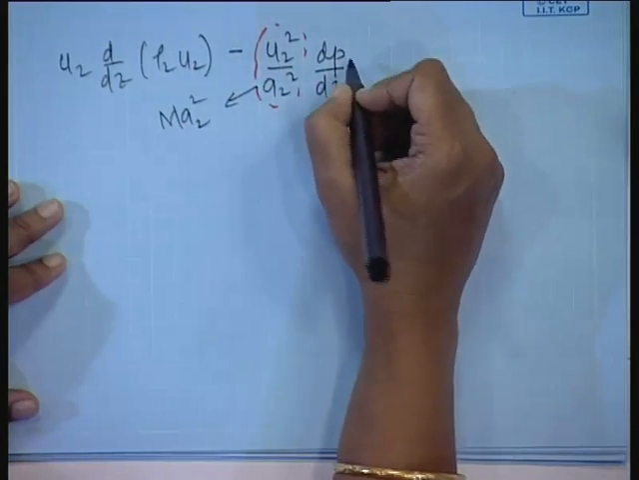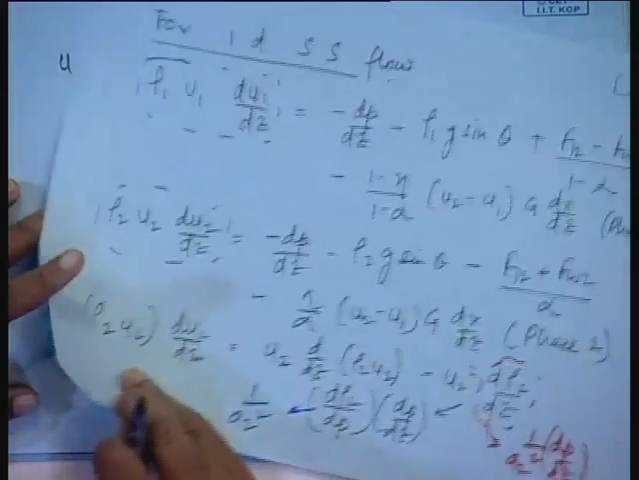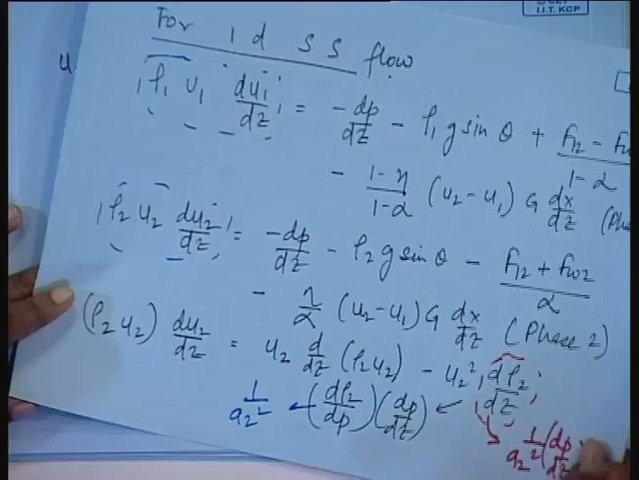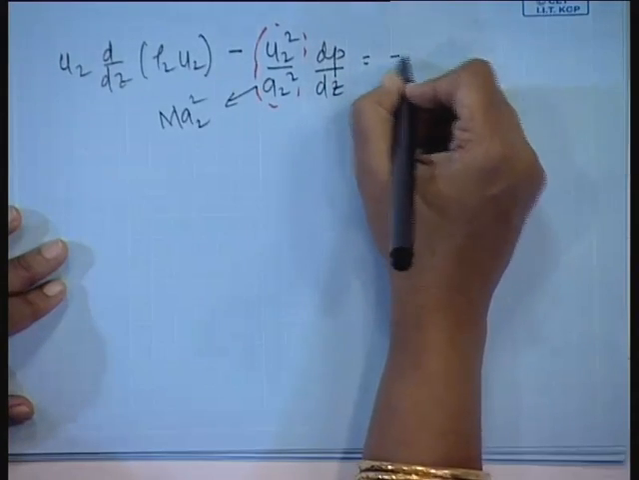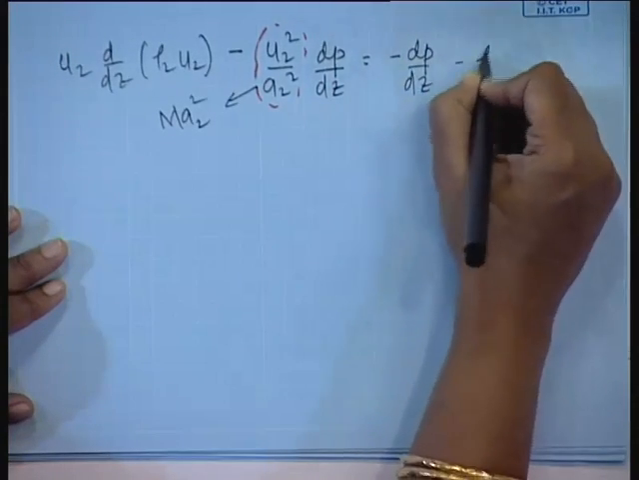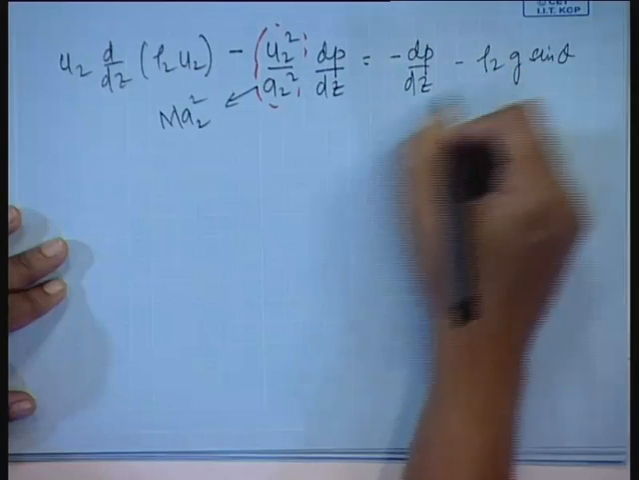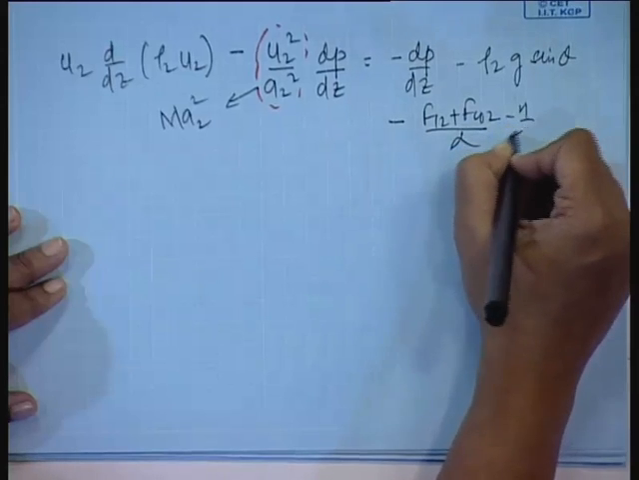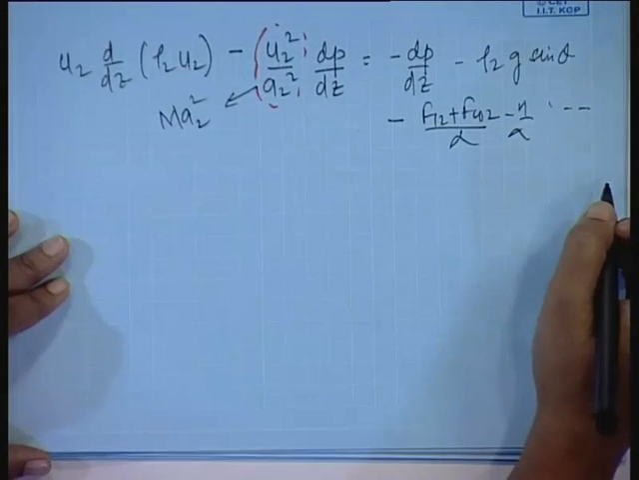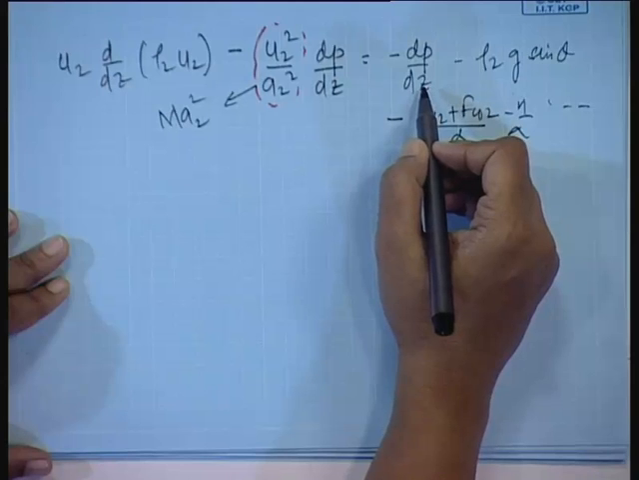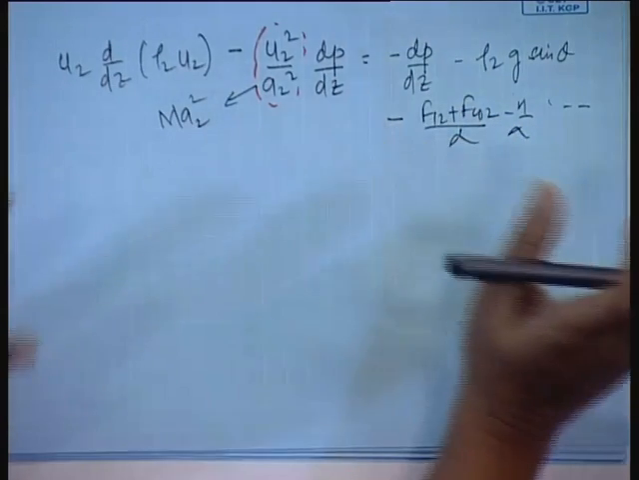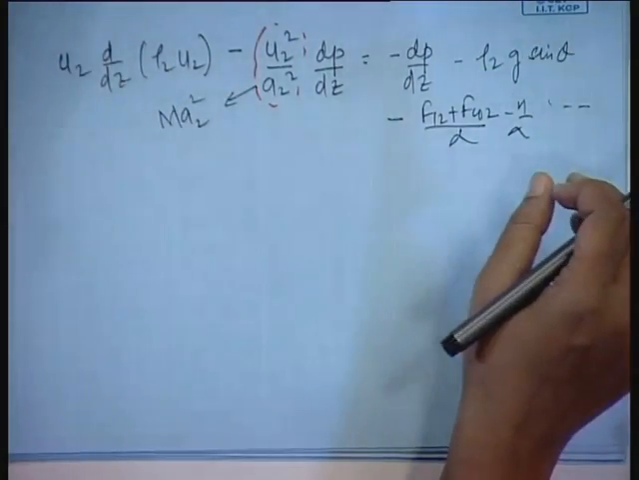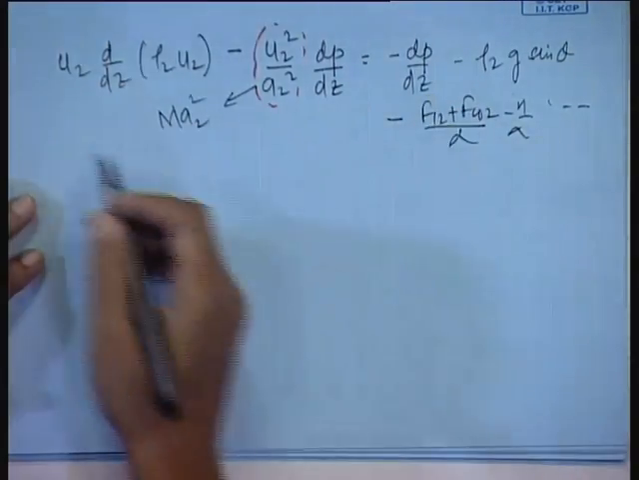So, this into dp dz is nothing but equal to minus dp dz minus rho 2 g sin theta minus f12 plus fw2 by alpha minus eta by alpha, and all those terms which are there, isn't it? Fine. Now, I can bring both the dp dz terms on one side, the same thing which I have been doing for all the derivations. So, I can bring it on one particular side, and on doing so what do I get?